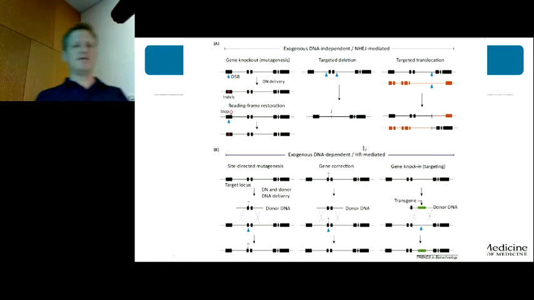I think this is the part that we are more interested in, and these are the HR-mediated repair mechanism, where you can actually break the DNA, insert your template, and perform gene correction.